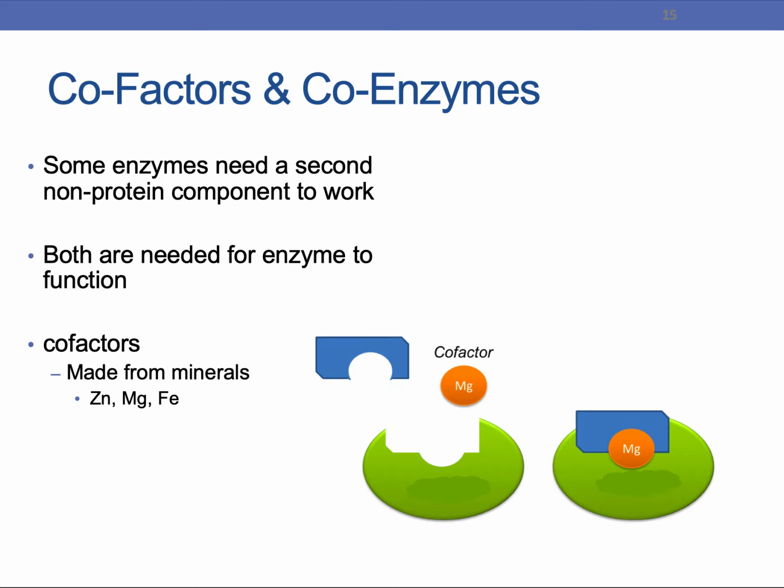Now, if the non-protein component is inorganic in nature, it is called a cofactor. So inorganic non-protein components that enzymes will need in order to catalyze reactions are known as cofactors. And these are some examples. They are mineral in nature, they are inorganic. Zinc, manganese, and iron are some common examples. So in such an instance, you have an enzyme, you need a cofactor to be here, and for the enzyme to fit on the new shape that is formed when the cofactor attaches in order for the reaction to proceed.